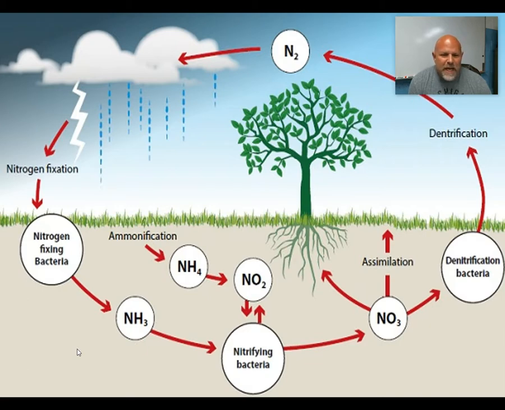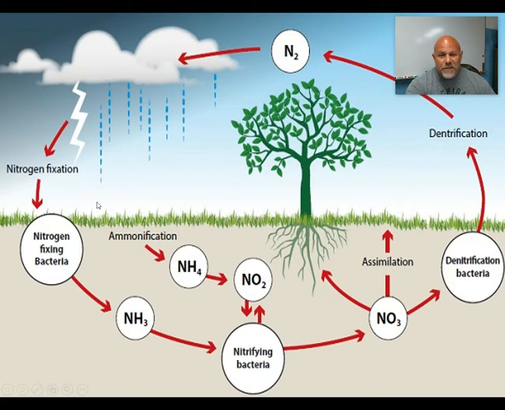Those nitrogen atoms will then join with an O2 oxygen molecule and form nitric oxide. That nitric oxide gets absorbed by water droplets and forms a slightly nitric acid solution. That nitric acid solution, when it hits the ground, gets absorbed, and that NO2 can be taken in by nitrifying bacteria.